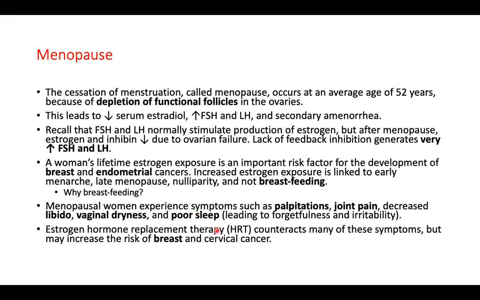Problem is what we talked about before. More estrogen, more increased risk for breast and endometrial cancer. So it's a little bit of a tricky thing. Exactly. It's carcinogenic. You have to balance it out. I don't know why he wrote cervical here, by the way. It's supposed to be endometrial. Cervical is related to HPV. But anyways.